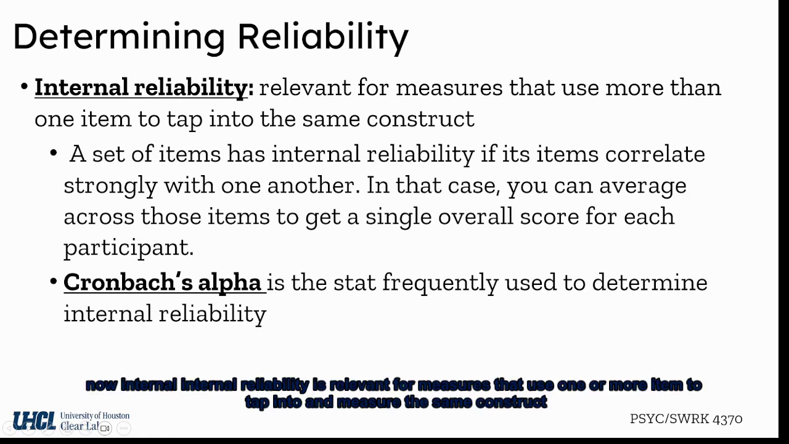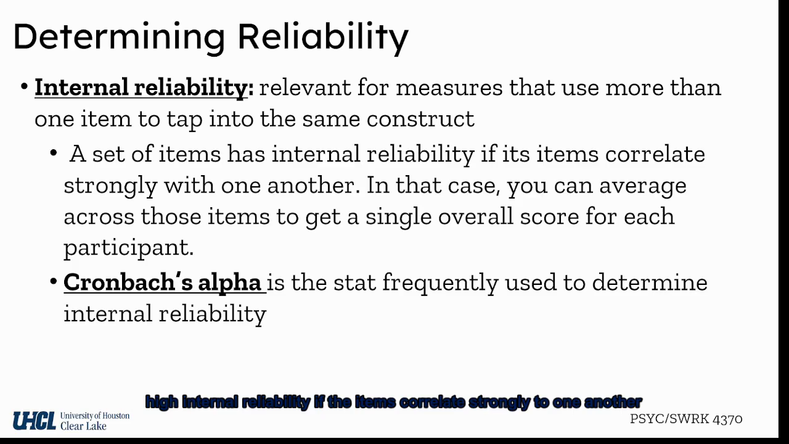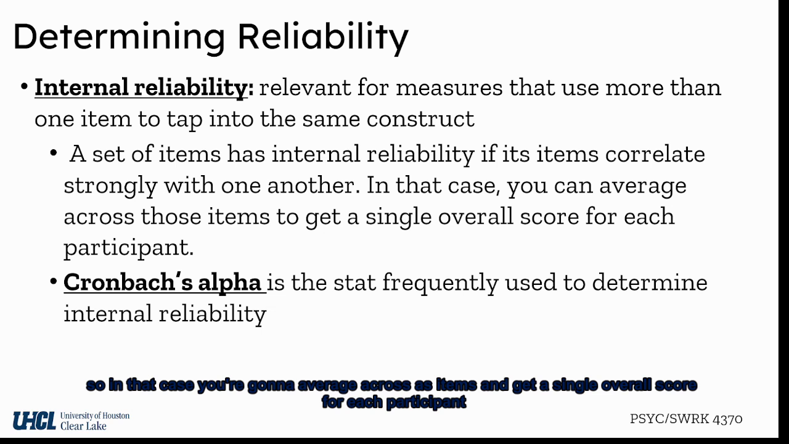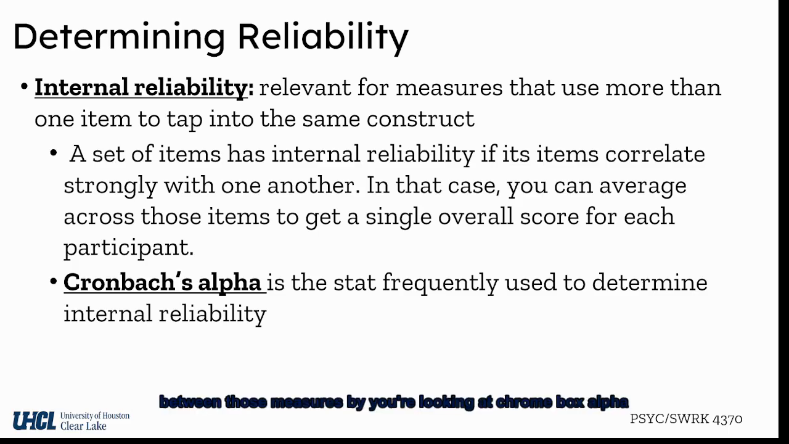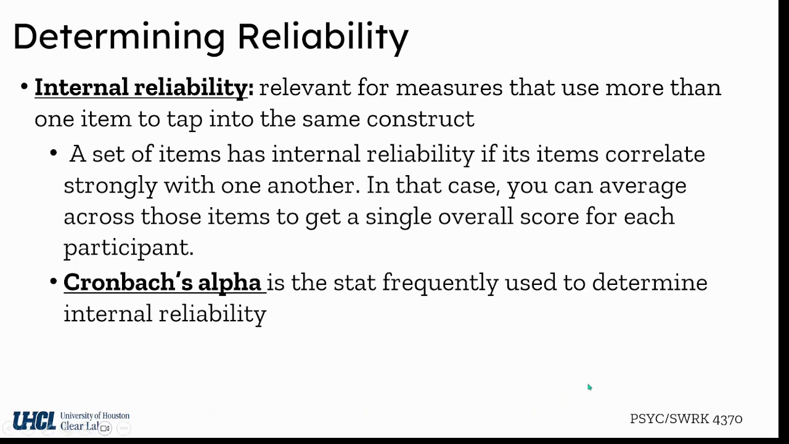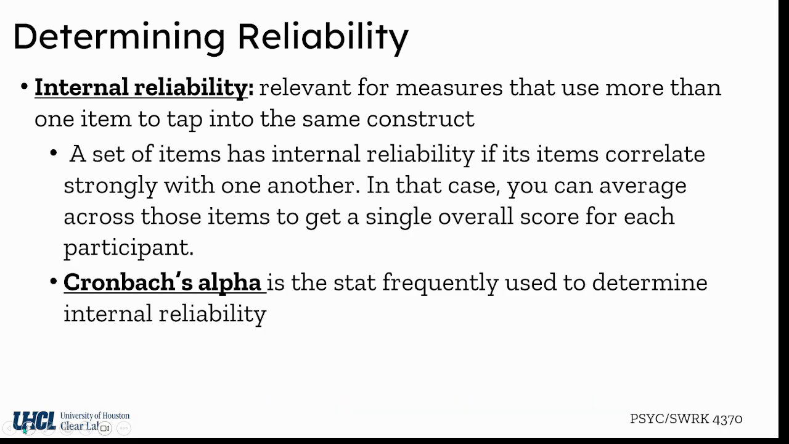Now, internal reliability is relevant for measures that use one or more items to tap into and measure the same construct. So that set of items is going to have high internal reliability if the items correlate strongly to one another. So in that case, you're going to average across those items and get a single overall score for each participant. And we measure internal reliability between those measures by looking at Cronbach's alpha. That's a statistic that's frequently used to determine internal reliability.